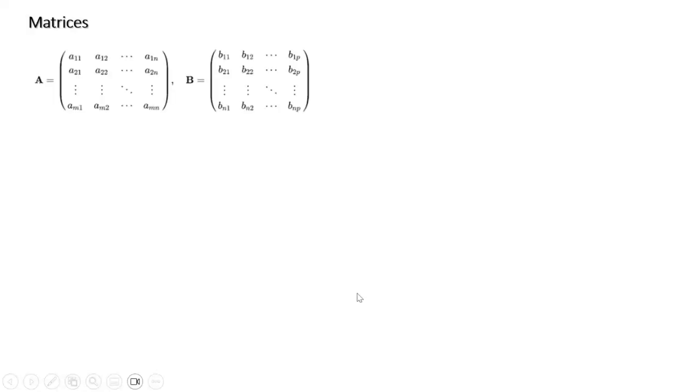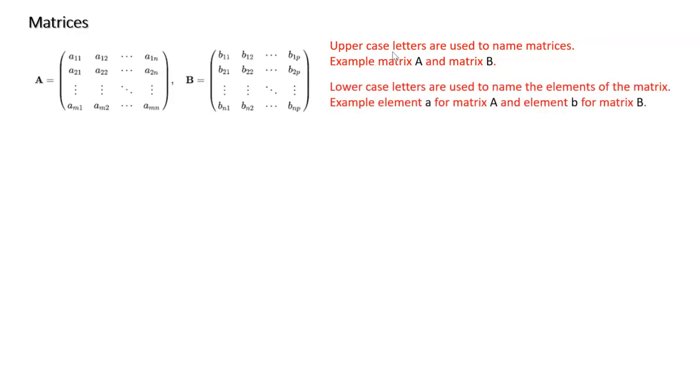Now, matrices, for example, if this is matrix A and this is matrix B, matrices are denoted by capital letters. And these are called the entries, which are denoted by lowercase letters. Again, like I put here, the uppercase letters are used to name matrices, for example matrix A and matrix B. And lowercase letters are used to name the elements of the matrix, for example lowercase a and lowercase b for matrix A and B.